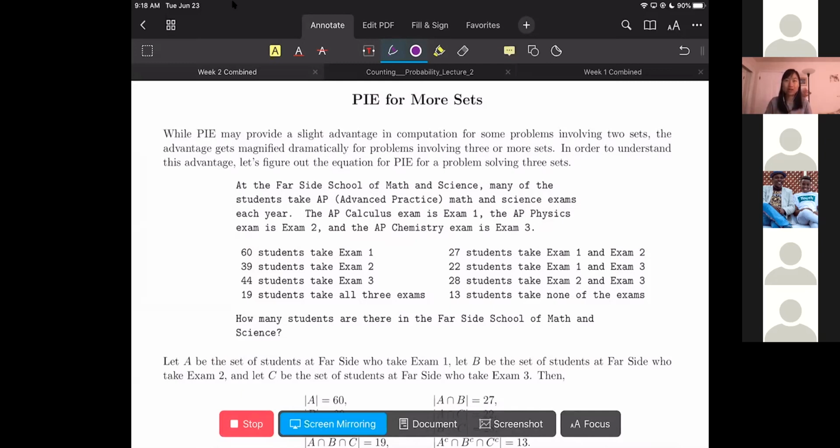So let's say we have this school. Many people take some AP or advanced placement math and science exams every year. We'll just call them exam 1, exam 2, and exam 3. We can say they're calculus, physics, and chemistry.